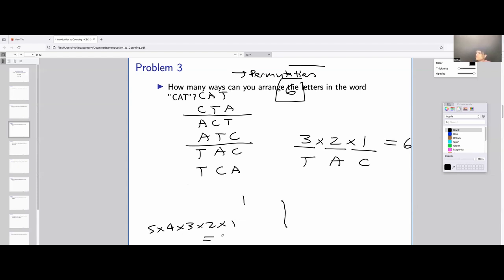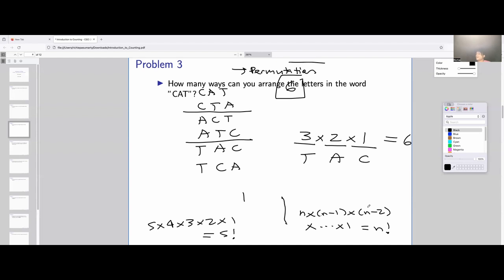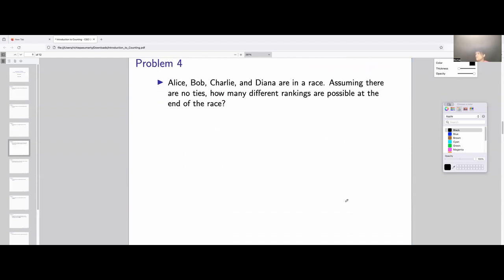So there's a special symbol for this. You write this with a 5 with an exclamation point. In general, you write n times n minus 1 times n minus 2 all the way until 1 as n factorial. This exclamation point reads as factorial. All right, let's move on to the next problem.